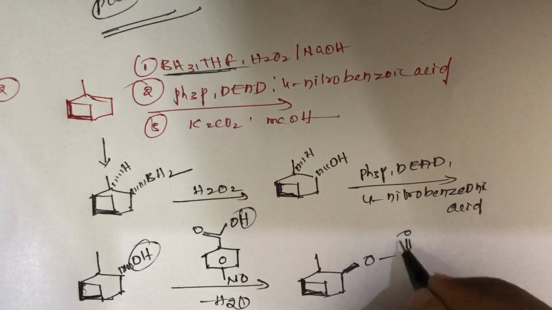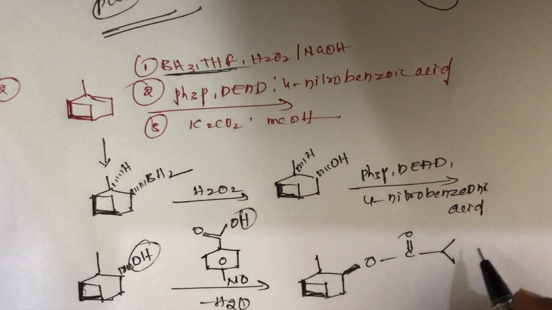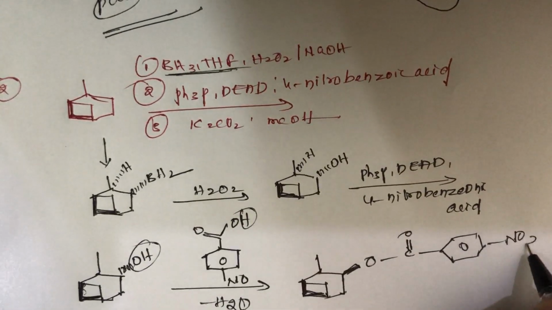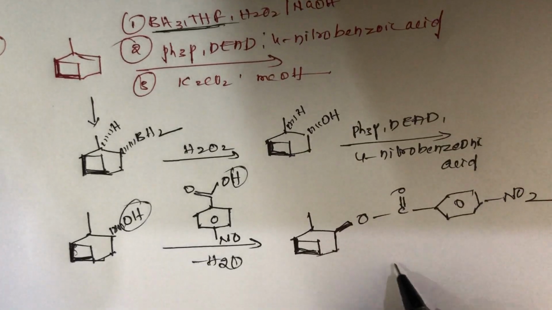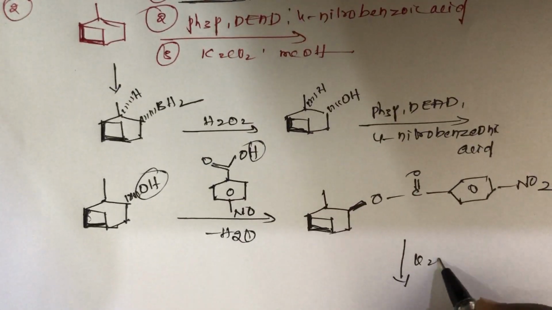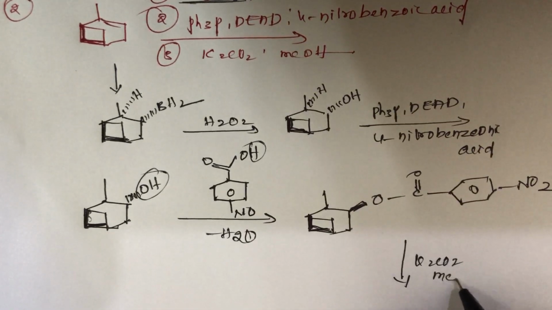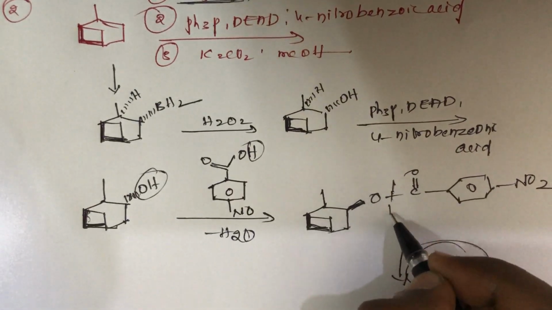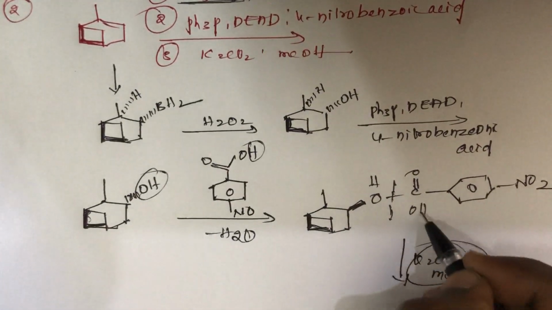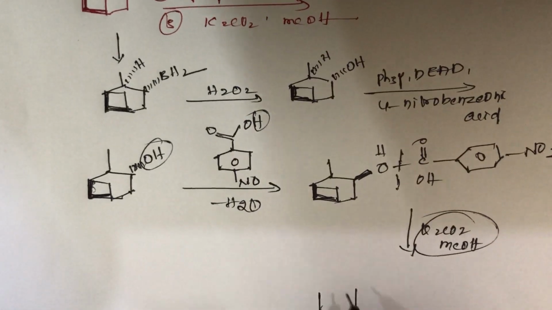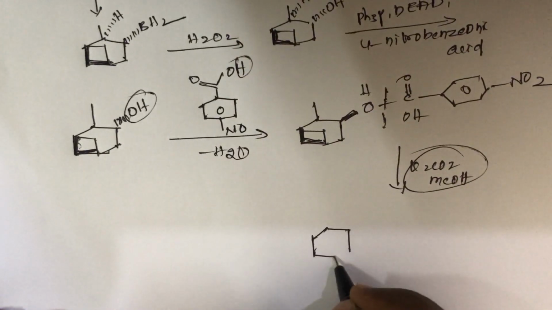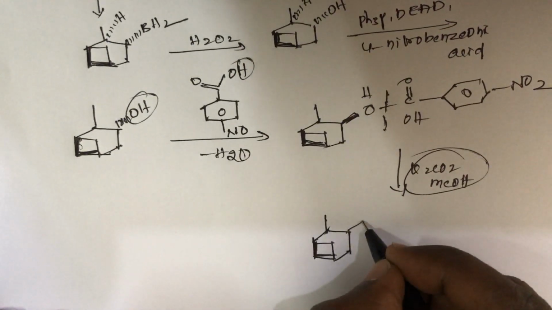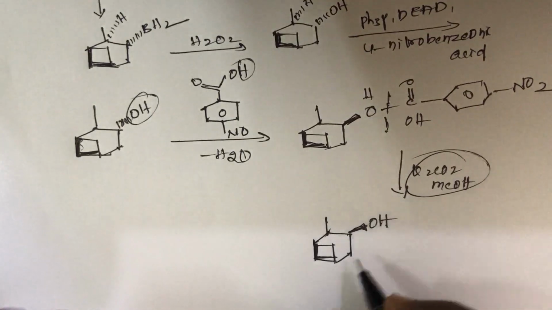So C double bond O. Here we have a benzene ring and NO2, 4-nitrobenzoic acid. If you see, it is treated with K2CO3 in methanol. It will act as a base. So what will the base do? Here the H, here the OH, it is going to leave. Then we can get the product. So this is our final product.